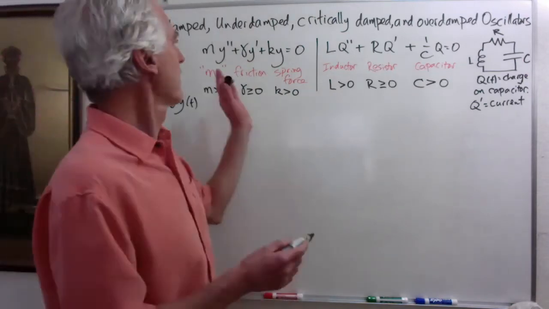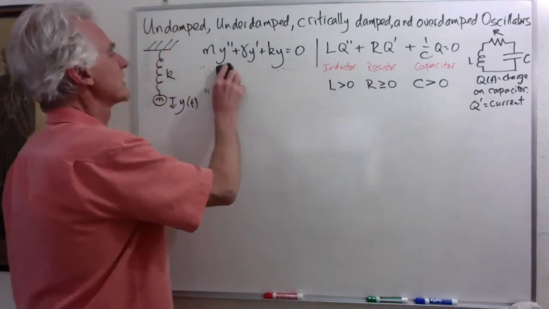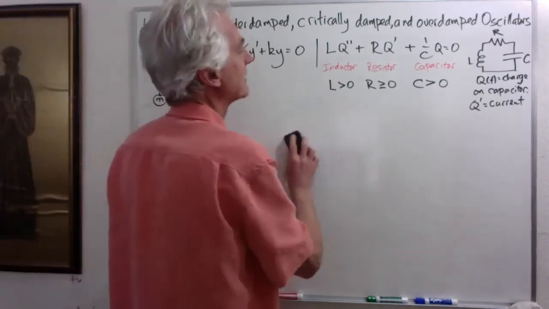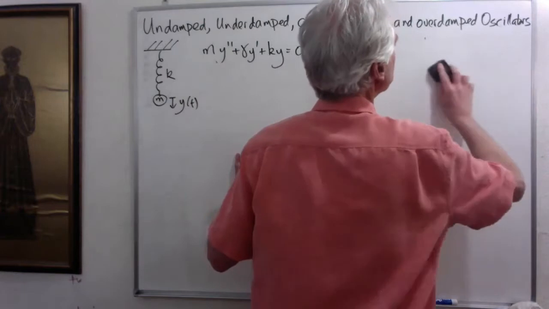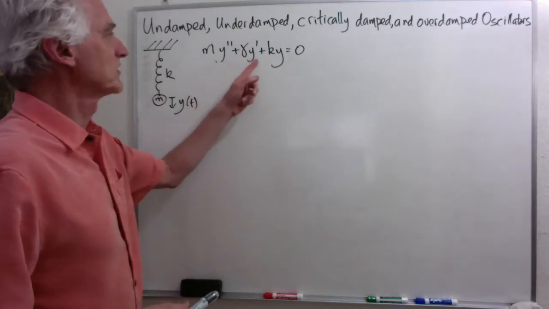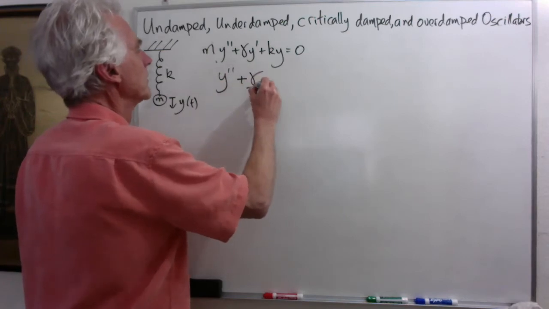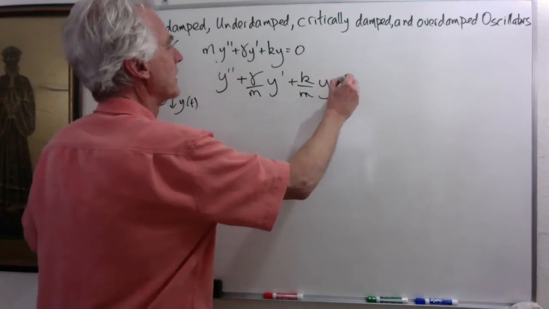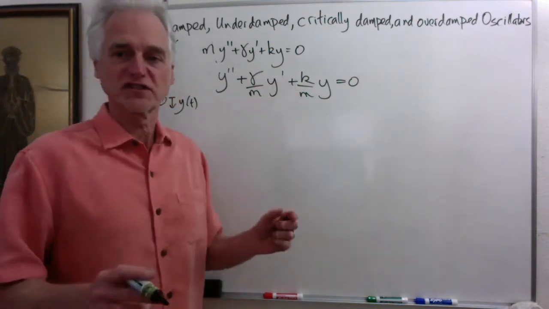Okay, so I'm going to mainly talk about this left model, and I want to try to understand what happens for every M, every gamma, and every K, and that's a lot. In fact, in every initial condition as well. So there's been a big task ahead of us. So the first thing we do is, even though it looks like there's 3 parameters in M, gamma, and K, we just divide through by M and get y double prime plus gamma over M y prime plus K over M y equals 0. So we really only have two parameters essentially.